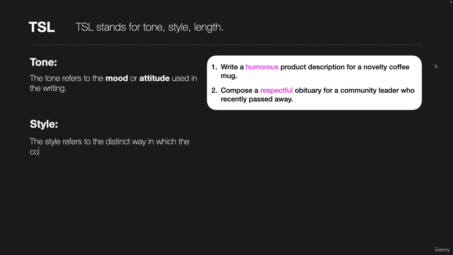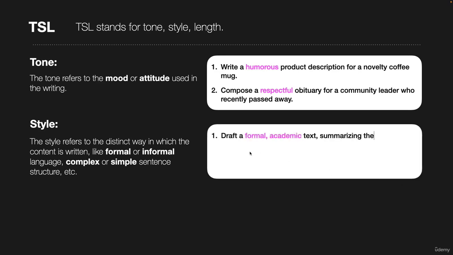The style refers to the distinct way in which the content is written. For example, formal or informal, complex or simple. More or less, when we say style, we're talking about the structure of the sentence. And this can have a huge impact on the response that ChatGPT provides us based on the situation that we have. Let's look at some examples.